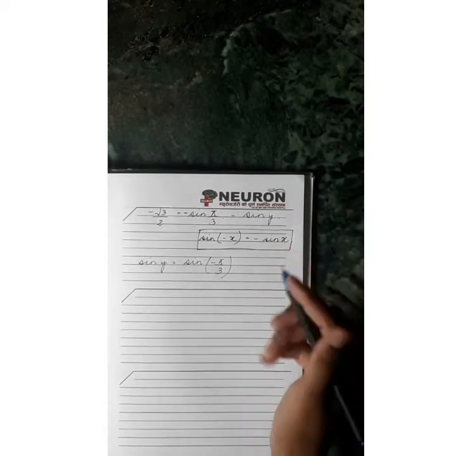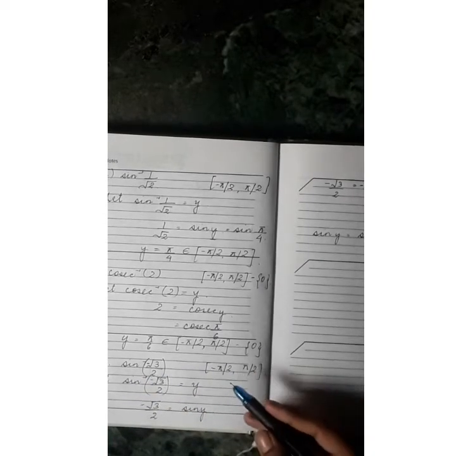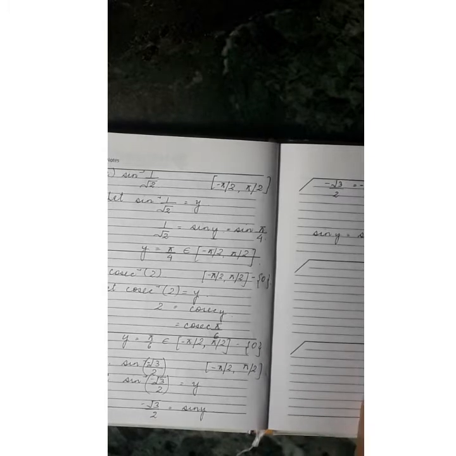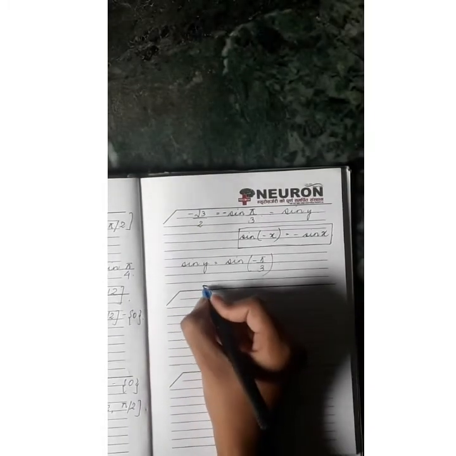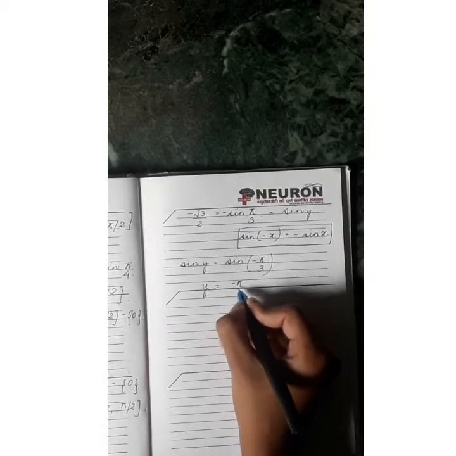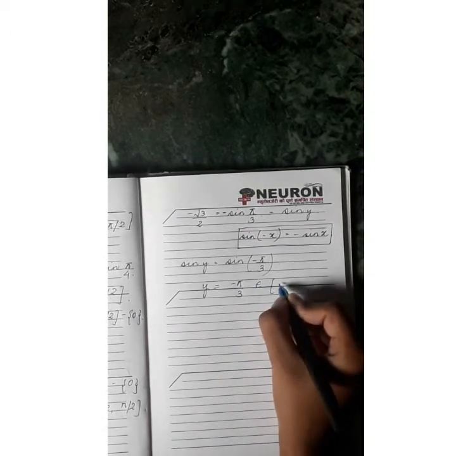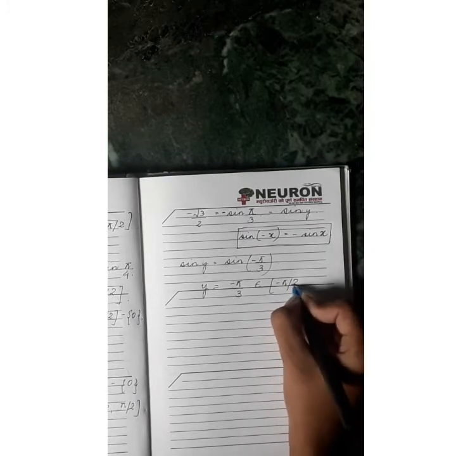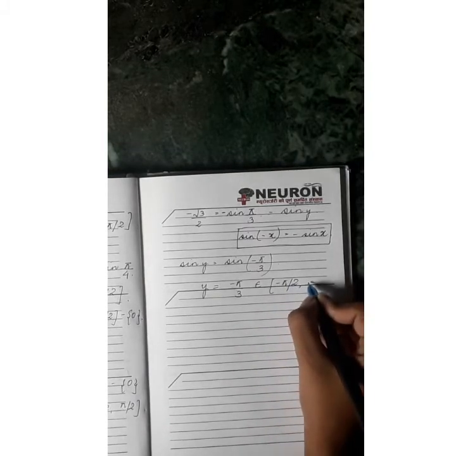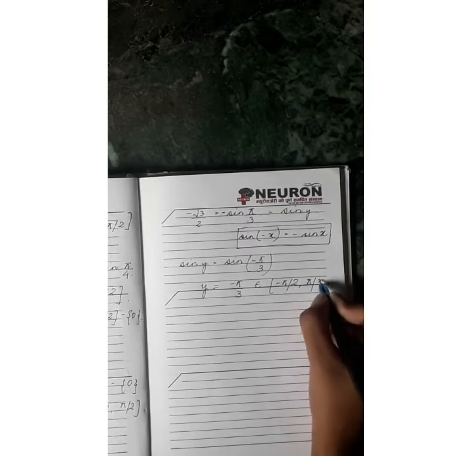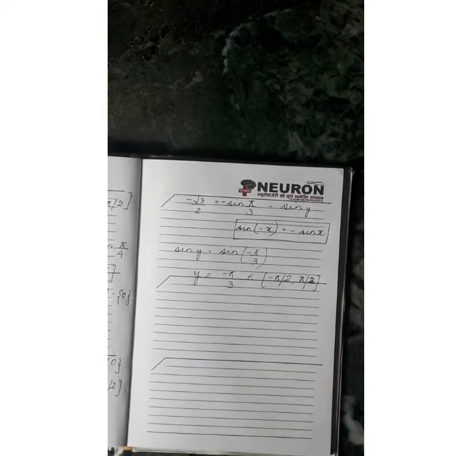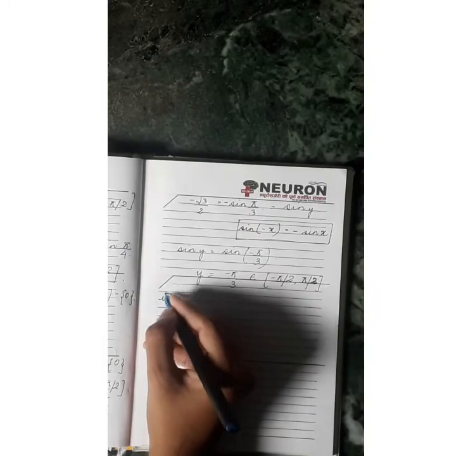So first you will check whether minus pi by 3 lies in the principal value branch or not. Principal value branch of sine inverse function is from minus pi by 2 to plus pi by 2. So does it lie? Yeah, it does lie. So you can write y as minus pi by 3 since it lies in the principal value branch of sine inverse function. So let's take up the next question.